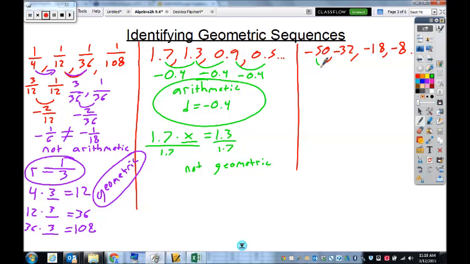Well, to go from 50 to 32, I'm going to add 18. To go from 32 to 18, I'm going to add 14. And from negative 18 to negative 8, I'm going to add 10. So not arithmetic.